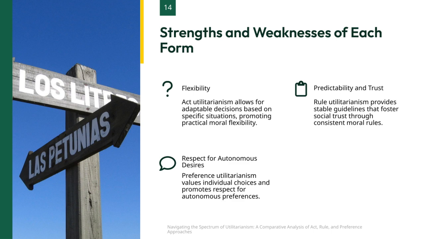Next, rule utilitarianism offers predictability and trust by establishing stable guidelines. These consistent moral rules help foster social trust because people know what to expect and can rely on shared principles. Finally, preference utilitarianism emphasizes respect for autonomous desires. It values individual choices and promotes respecting people's own preferences, highlighting the importance of personal autonomy. Each form has unique benefits that contribute to how we understand and apply utilitarian ethics.